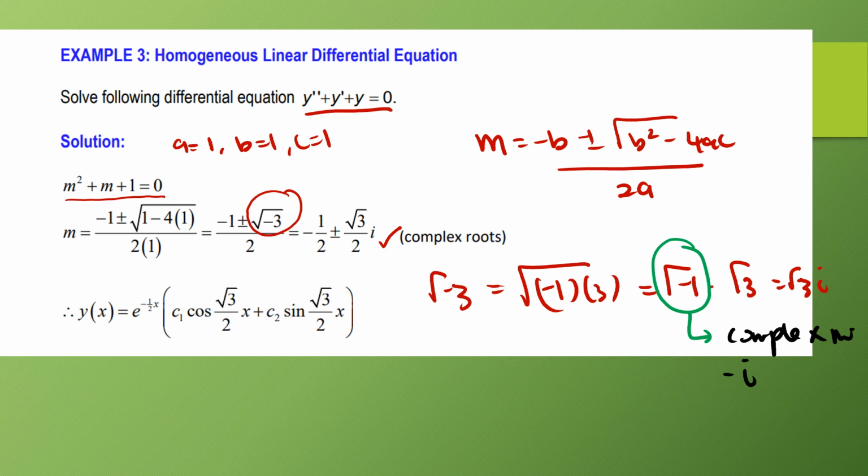So these roots are complex roots. For a homogeneous second order linear differential equation, if you have complex roots, our general solution will be y of x equivalent with exponent of ax times c1 cosine of bx plus c2 sine of bx. Therefore, our general solution here is exponent of negative 1 over 2x times c1 cosine of square root of 3 over 2x plus c2 sine of square root of 3 over 2x.